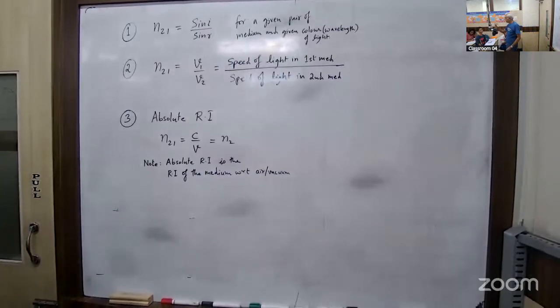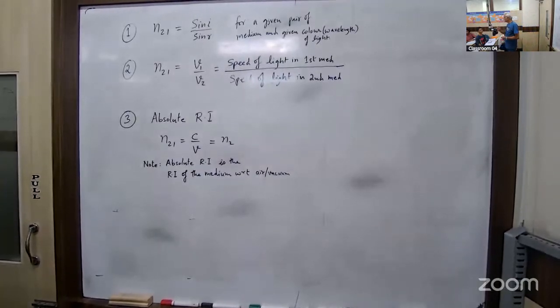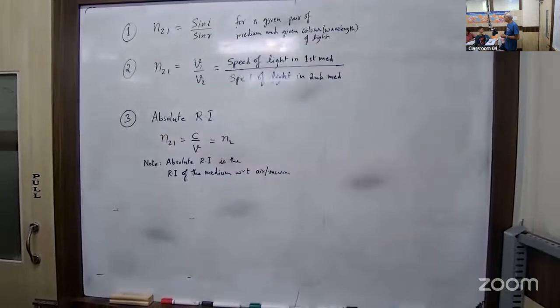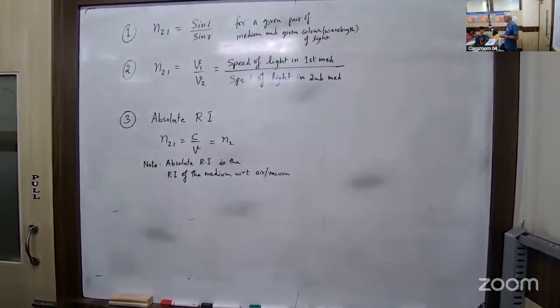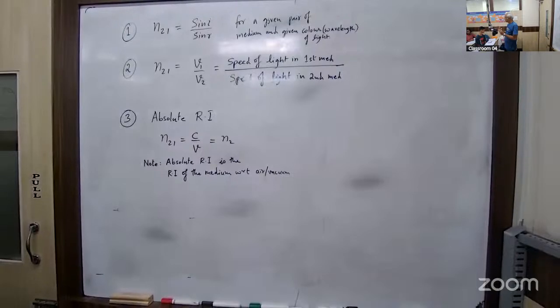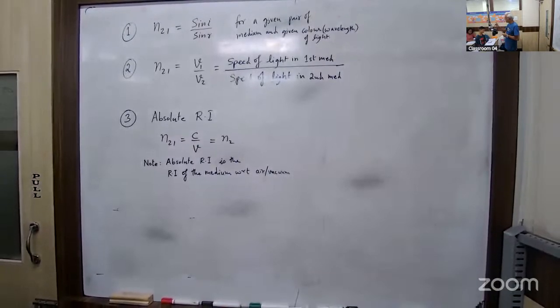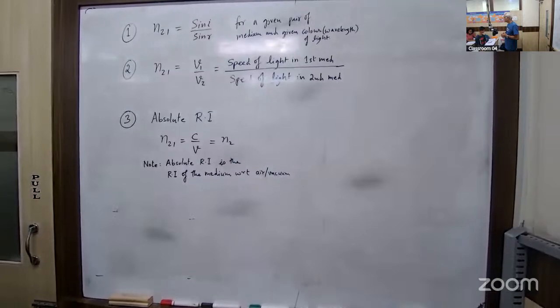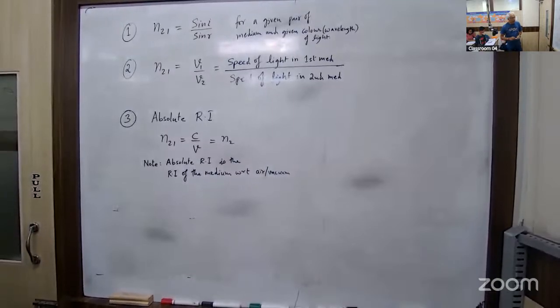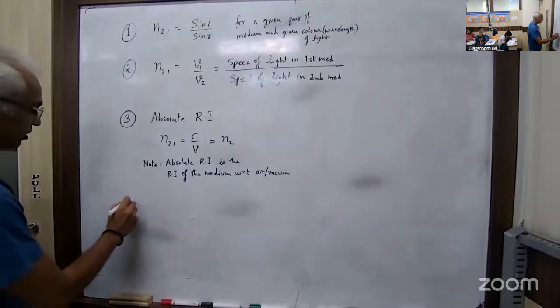Yes, we don't specify the medium. First incident medium we don't specify, in case of absolute refractive index. You have to understand, if the first medium is not mentioned, that means the first medium is air or vacuum. Okay? Now, fourth formula.